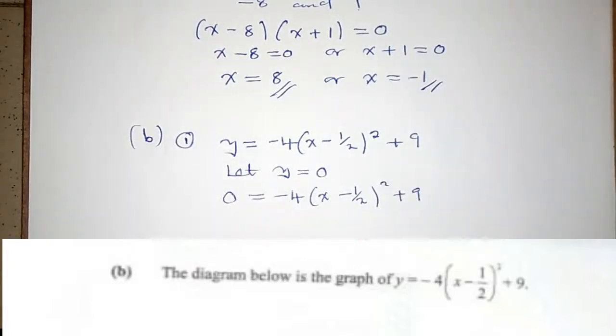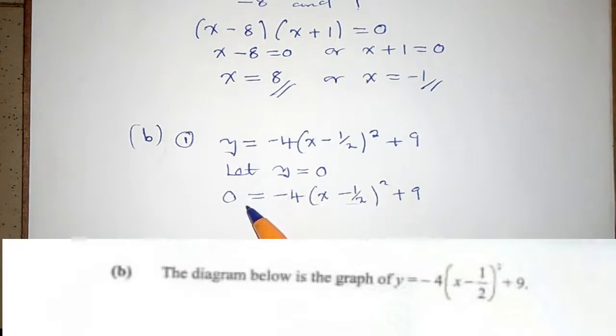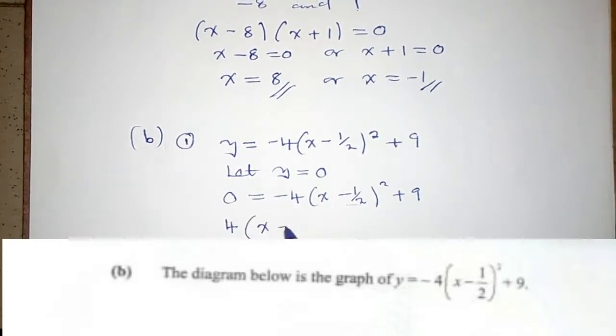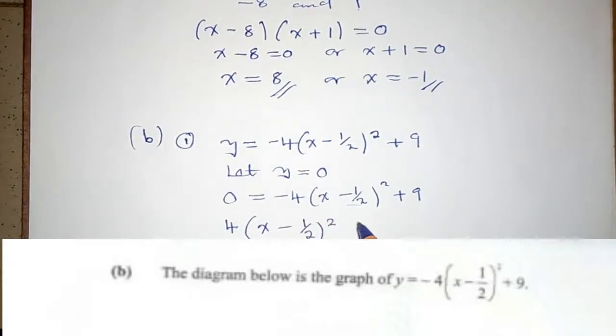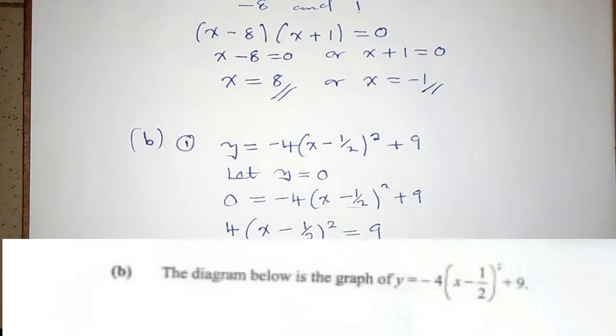The next thing here is to let this 9 remain alone, because these other values are attached to this x. So you bring it here, you add, or you do what we call collect like terms together. So it will be 4 open bracket x minus 1 over 2 power 2, which is equal to 9. So you see the way it looks. It's more like it has crossed the equal sign. This negative was changed to positive.